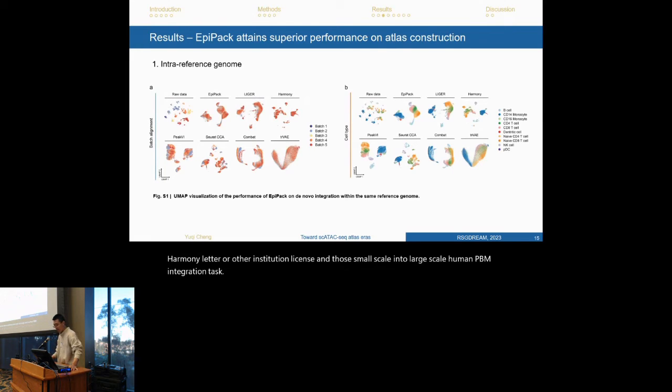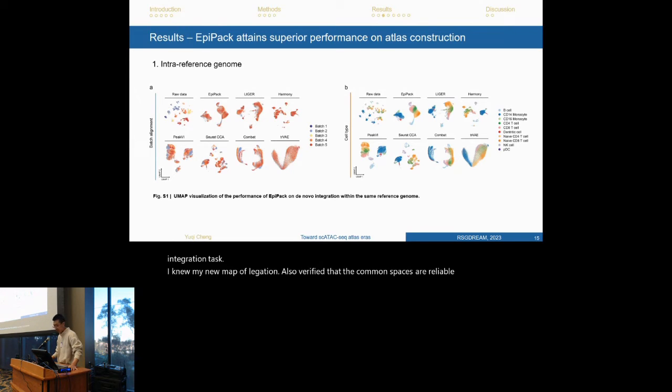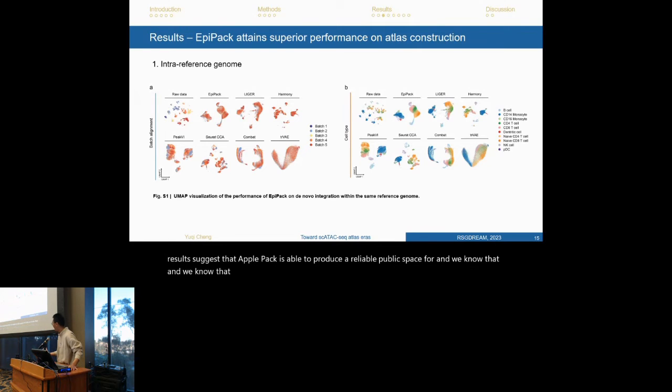And UMAP visualization also verifies that the common latent space is reliable. These results suggest that ATAC-seq is able to produce a reliable common latent space for reference mapping. And we know that the common latent space is a base for successfully performing transfer learning on the query data. So this can provide us a solid foundation, and we can move to the next step.